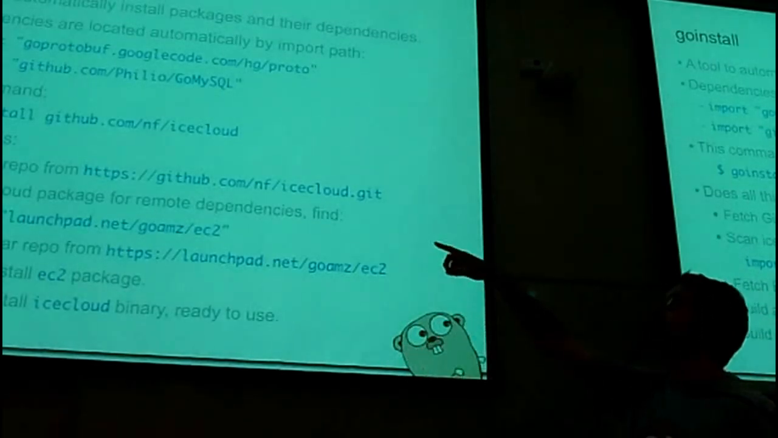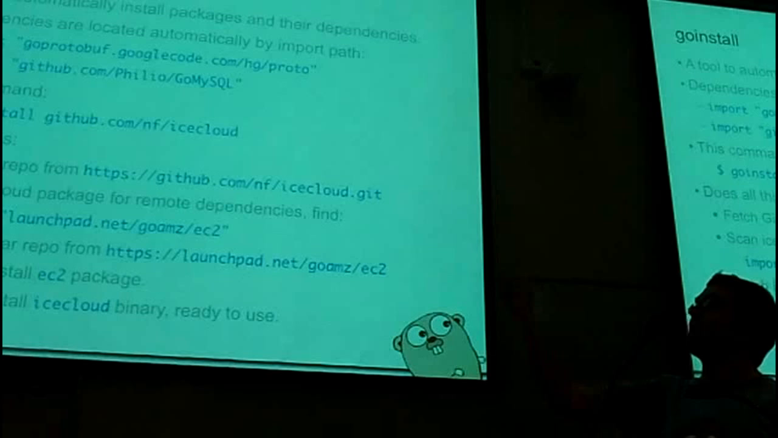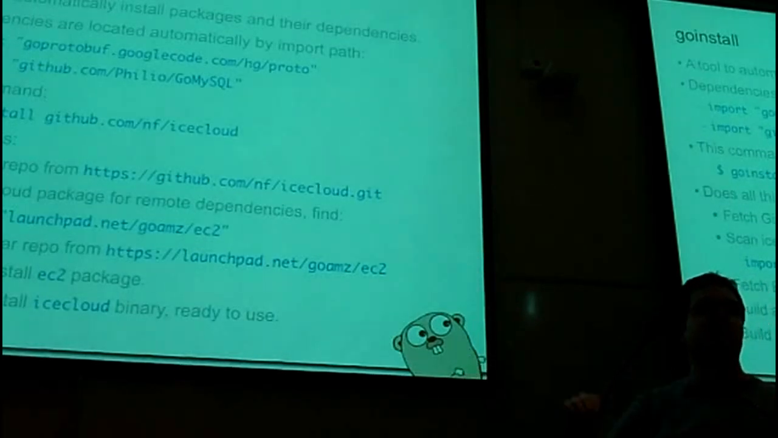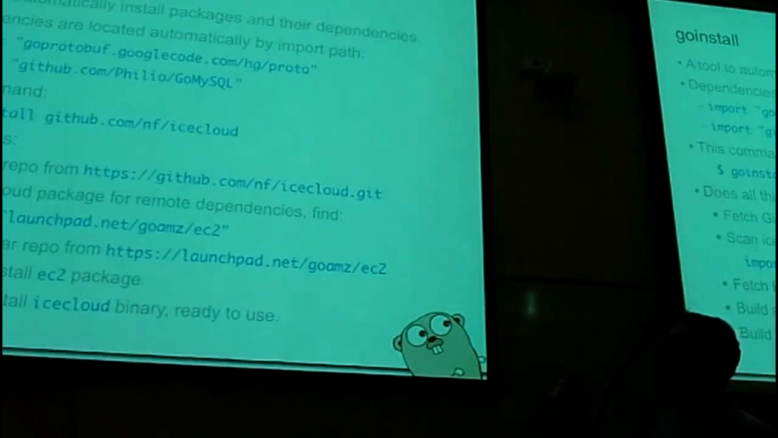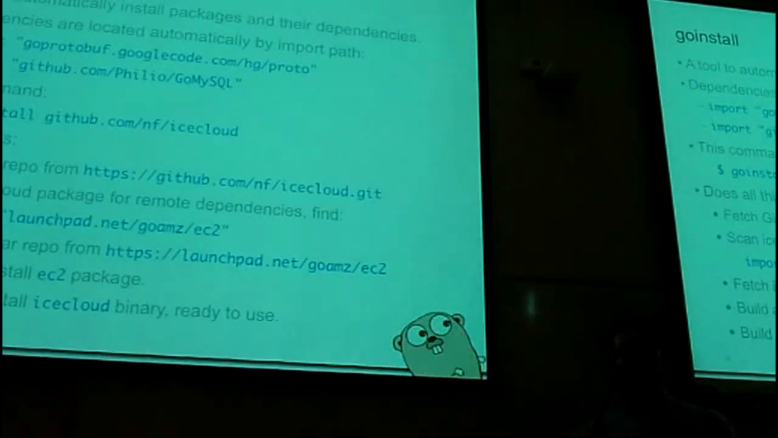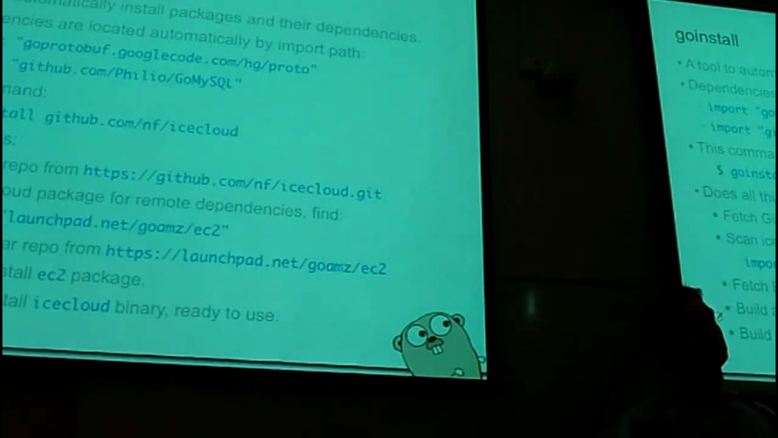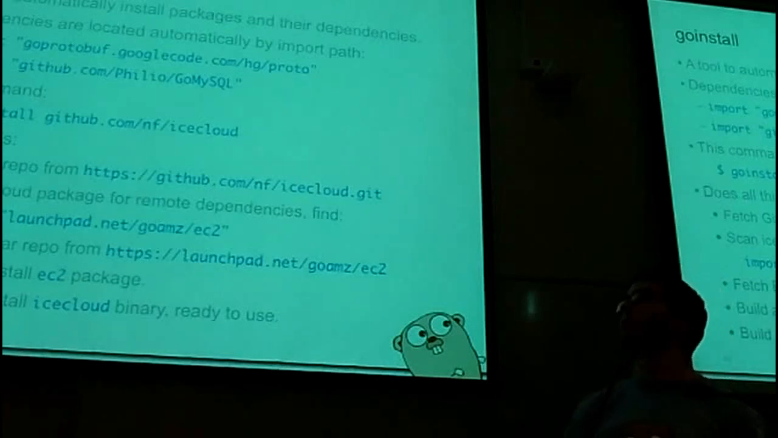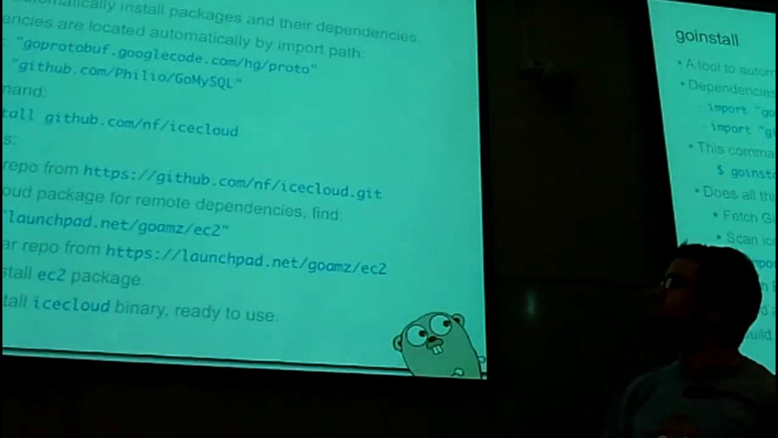Similarly, there's a Go MySQL package at that URL. And so in your code, you just have these import statements. And go install will, with one command, read those import statements and then recursively fetch these repositories using Git or Mercurial or Bazaar or Subversion.